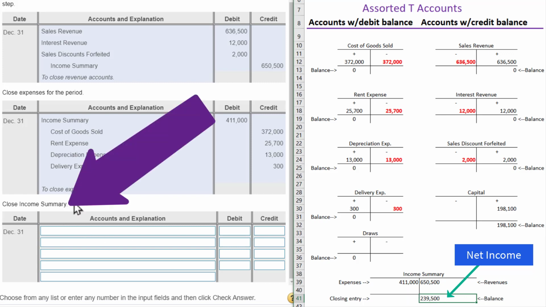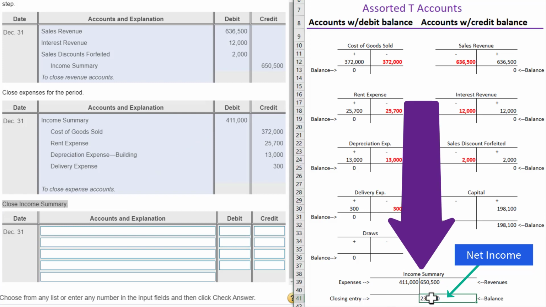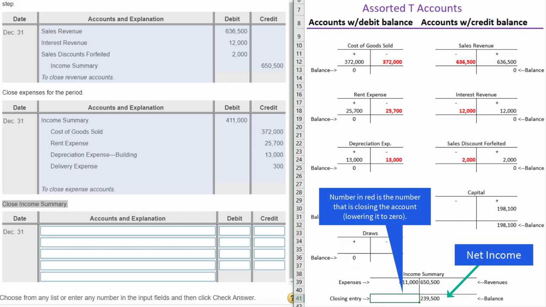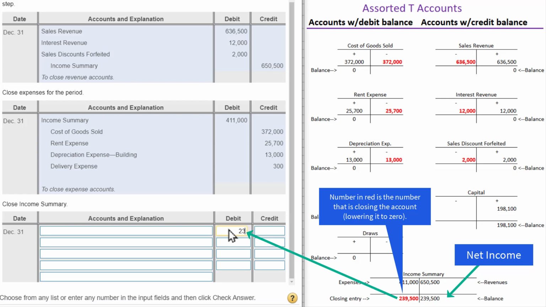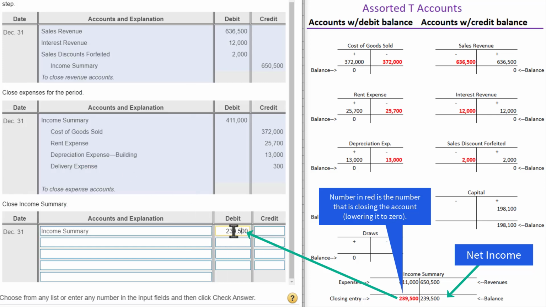So the next task is to close income summary. Income summary has a balance on the right side. So how do we close it? We need to put that 239 on the left side. Notice the red one is how we closed it. So I'm going to put 239,500 on the left side, and income summary is now closed. Remember, the 239,500 represents net income.